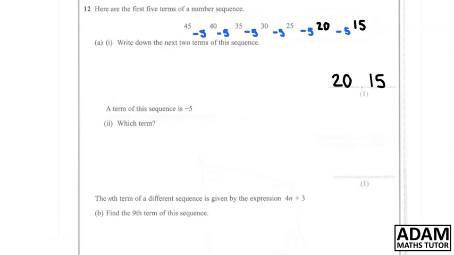Part 2. A term of this sequence is -5. Which term would it be? Well, let's just continue the sequence until we get to -5. So the next term would be 10, then 5, then 0, and then -5. And I can just count to see which term this is. So my first, second, third, fourth, fifth, sixth, seventh, eighth, ninth, 10th, and the 11th term.